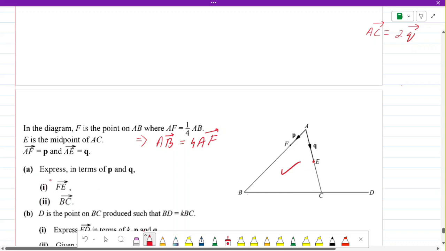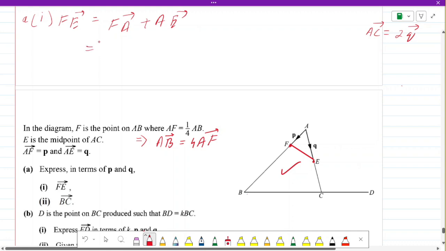Now A part of the question says express in terms of P and Q, vector FE. So let us start solving this question. Part 1 of the A part, vector FE. In vector, when we go from one point to another point, we use different paths and we try to use the simple path. So from here the simple path is FA and AE. So FE is equal to FA plus AE.